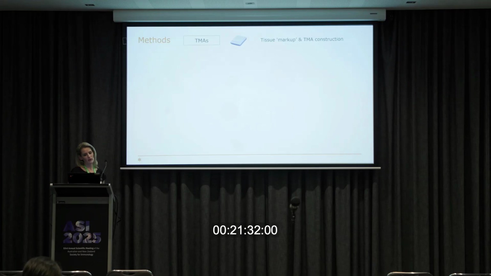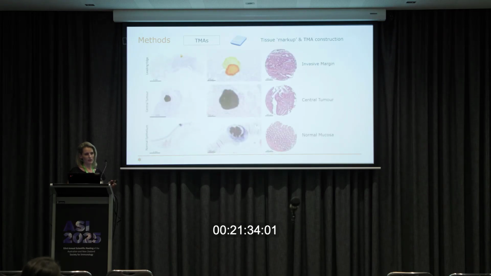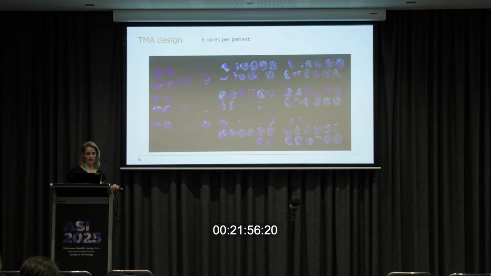We get the tissue blocks. Often there'll be multiple blocks from the tumour resection. Our pathologist will painstakingly mark different areas. We're interested in the leading edge of the tumour, the central tumour, and also the normal mucosa. She'll mark where these are, and then we'll try to line that up, punch a hole through and put that into a TMA block, sometimes more successfully than others.